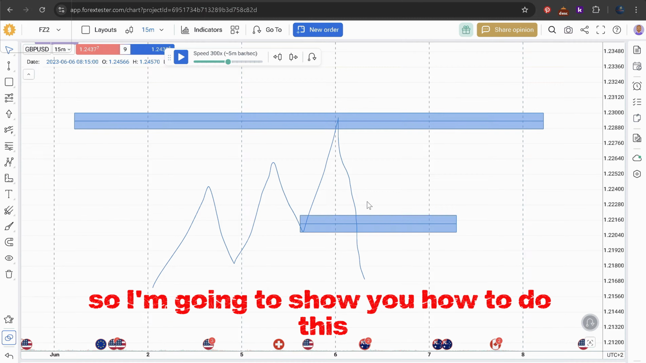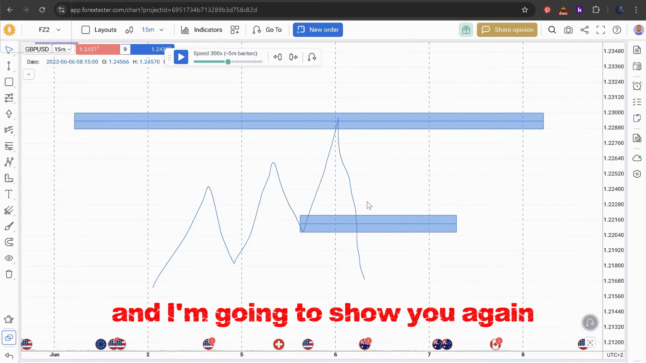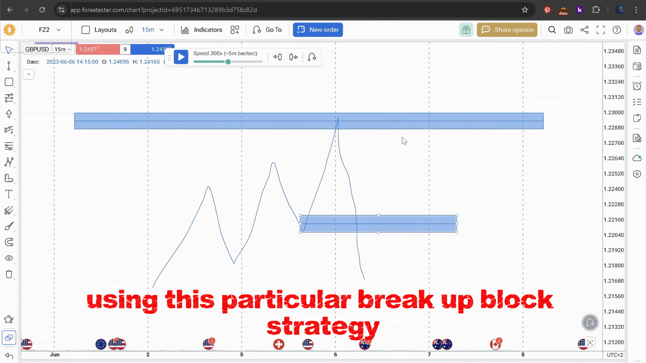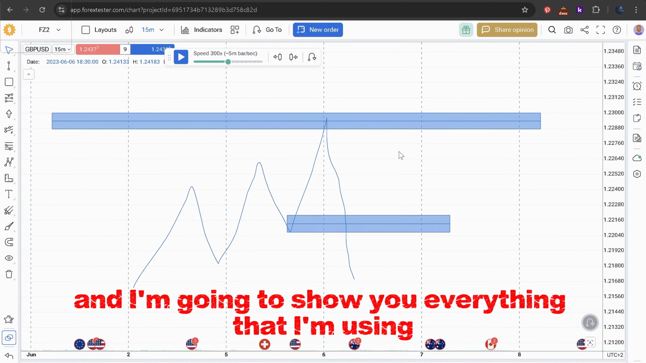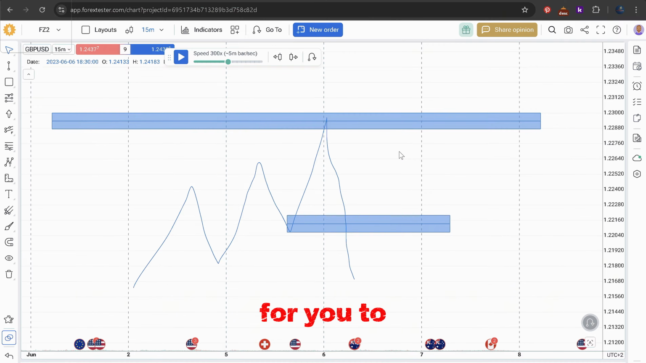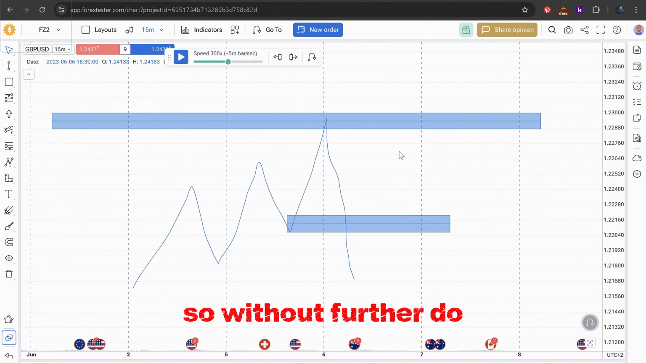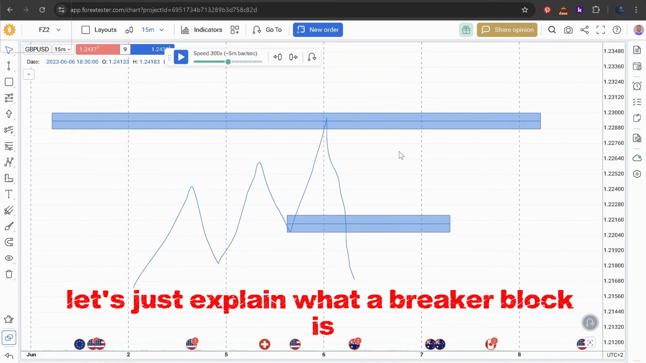I'm going to show you how to do this, and I'm going to show you again the backtesting results that I've done using this particular breaker block strategy, and I'm going to show you everything that I'm using for you to copy and use in your own trading. So without further ado, let's just explain what a breaker block is.